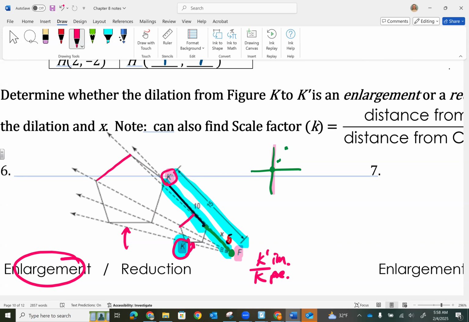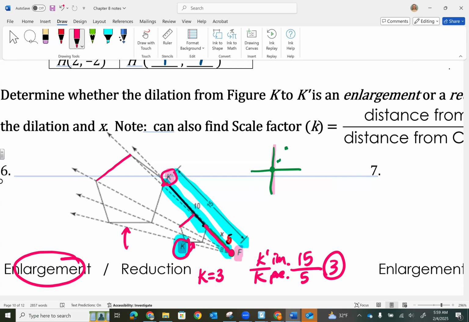But an alternate way to do it is to work with that distance from the center of dilation. The distance to the image, it looks like from here all the way to K prime, is 15. And then the distance from here to the pre-image is actually only 5. So how much bigger are you making it? You are making it 3 times as big. So your scale factor is equal to 3.